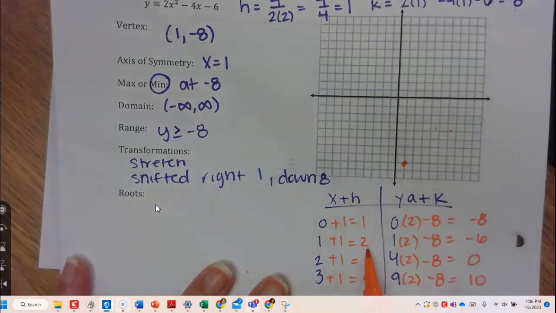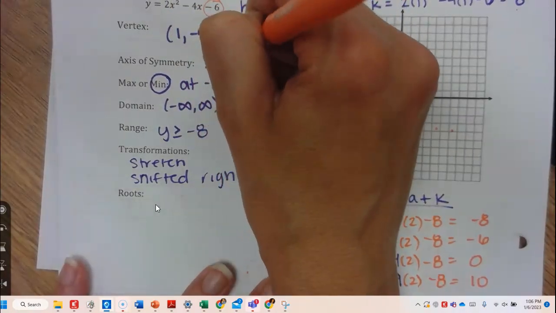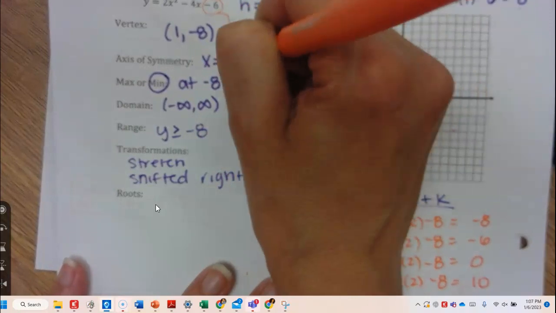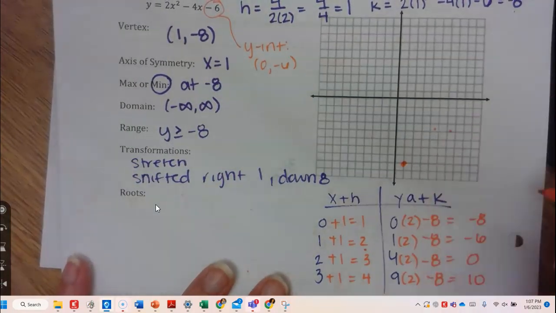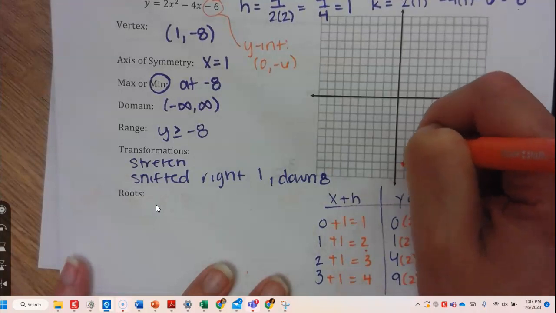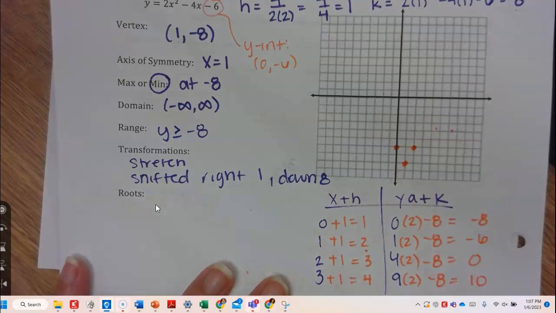You will always kind of check yourself. So I have the 2 and the -6, right? So this value right here is also our y-intercept, which means I should have the point 0, -6. So I can see when I do my symmetric graphing that it is also, in fact, my y-intercept at 0, -6.